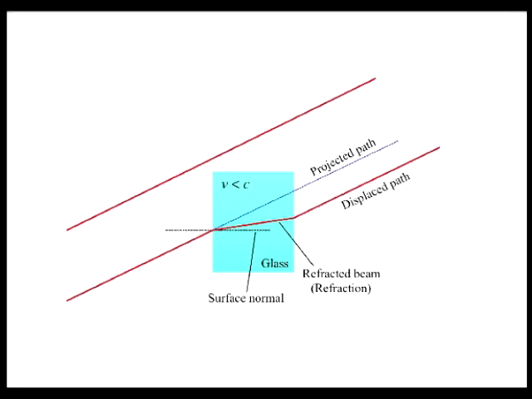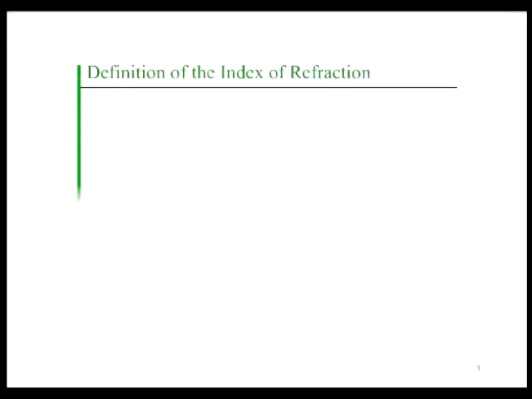In the case of a rectangular piece of glass with parallel faces, such as a window, the exiting beam will be parallel to the incident beam, but displaced by some amount. The degree of refraction, as well as the speed of light in a material, depends on a property of the material called the index of refraction.